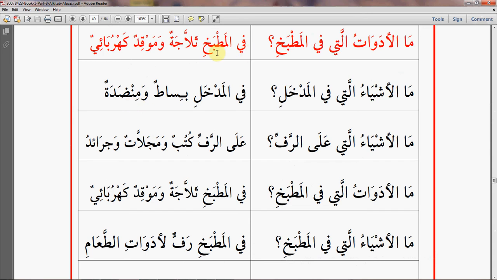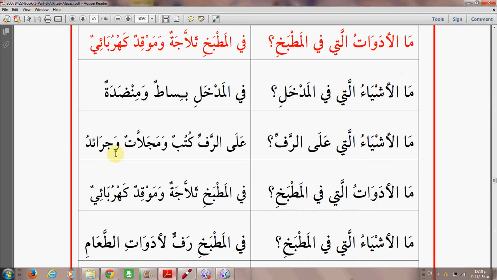في المطبخ ثلاجة وموقد كهربائي. Is it similar to على الرف كتب ومجلات وجرائد? No. على الرف كتب ومجلات وجرائد means on the shelf there are books, magazines and newspapers. And we already know this sentence from lesson 15.